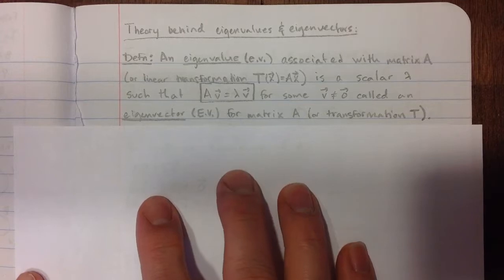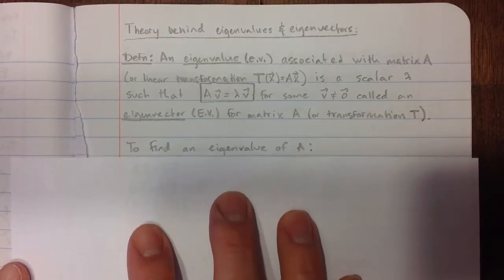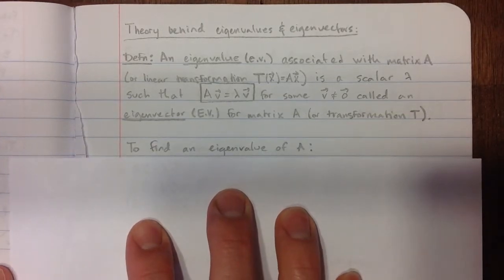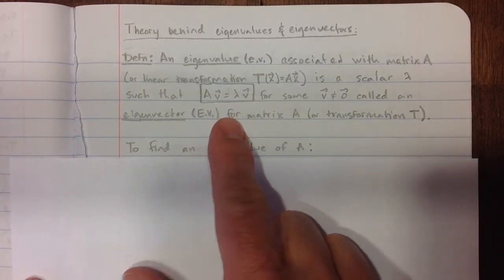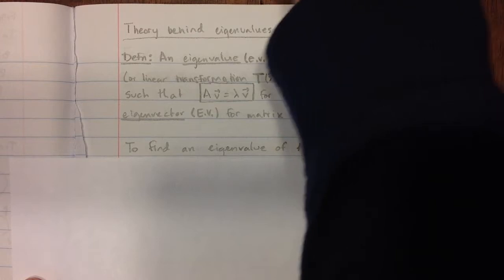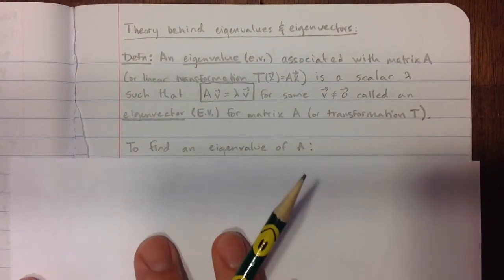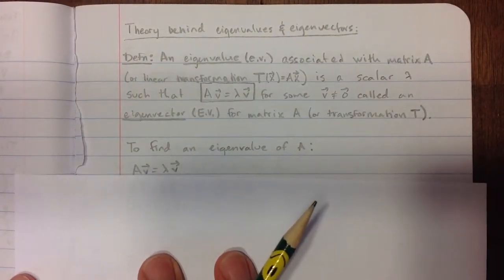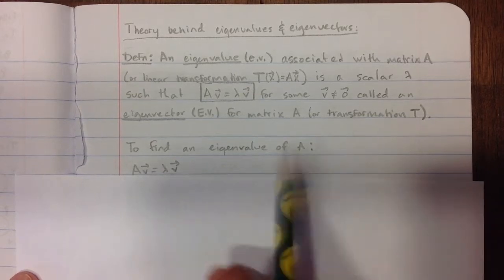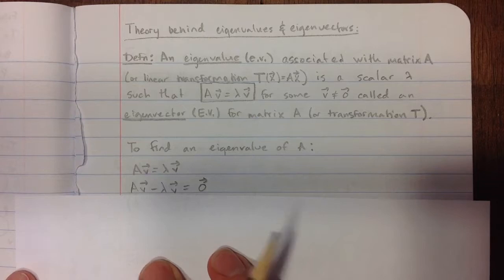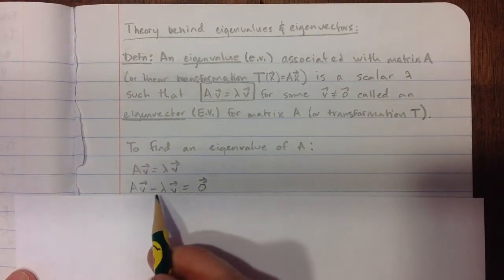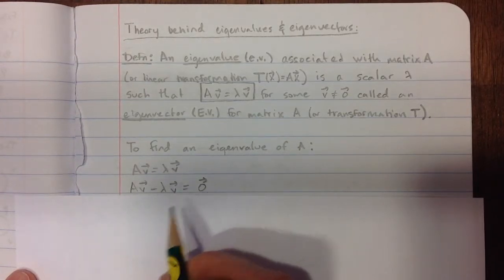Okay, so how do we find these? Well, to find an eigenvalue of A, essentially we're going to be using this equation and manipulating it just a little bit. So I start out with this equation, Av is equal to lambda v, and I'm going to subtract lambda v from both sides. So I have a matrix vector minus a scalar vector, that's the vector 0 over here.